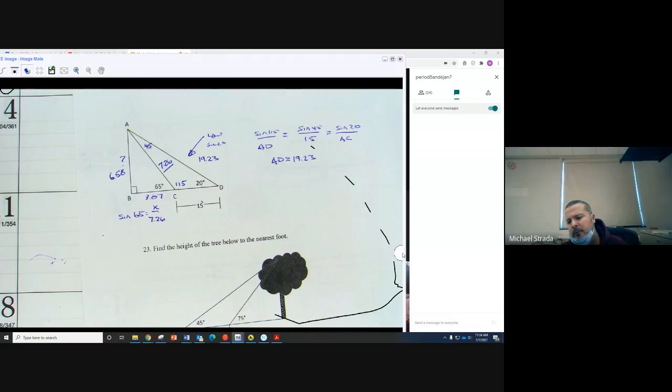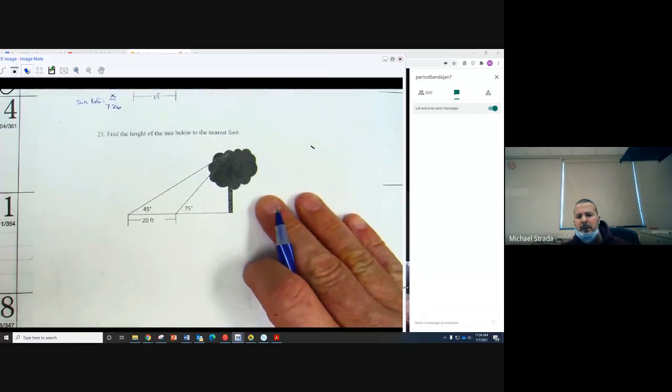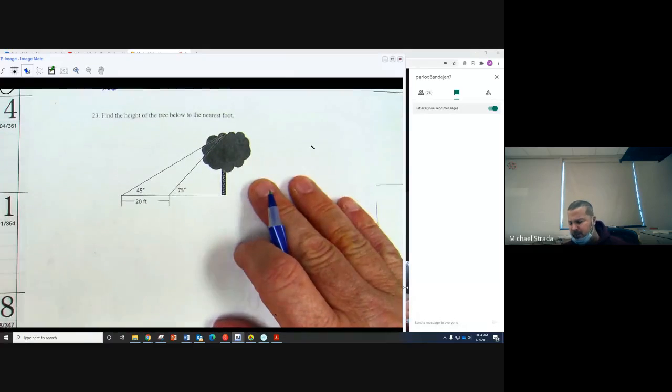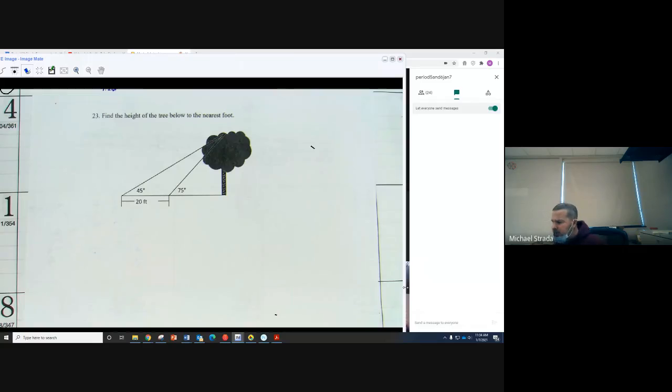All right. So what I would like you to do then is use that idea to work on that triangle there, finding the height of the tree to the nearest foot.